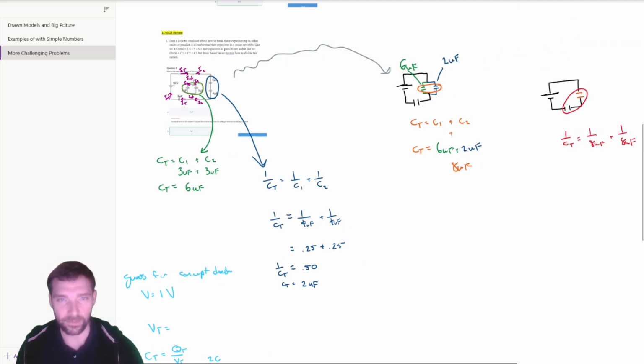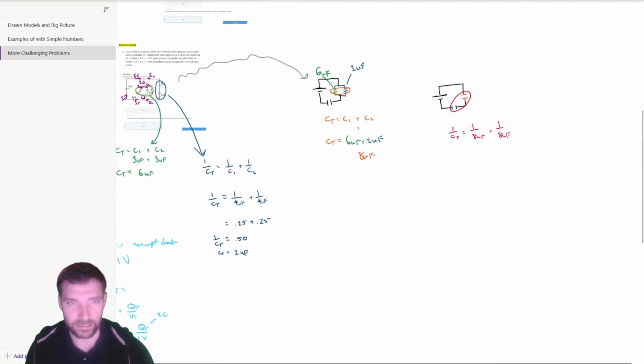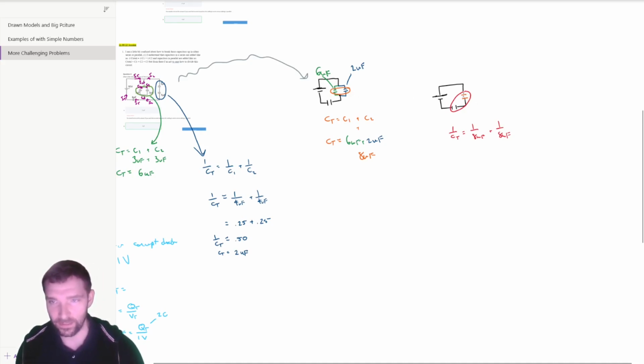And I created a game plan, and before I even did numbers, I knew I was going to have to combine these two to make some sort of capacitor there. And then I'm going to need to combine these two to make some sort of capacitor there. And then I need to combine those two new capacitors to get the final combination right here.